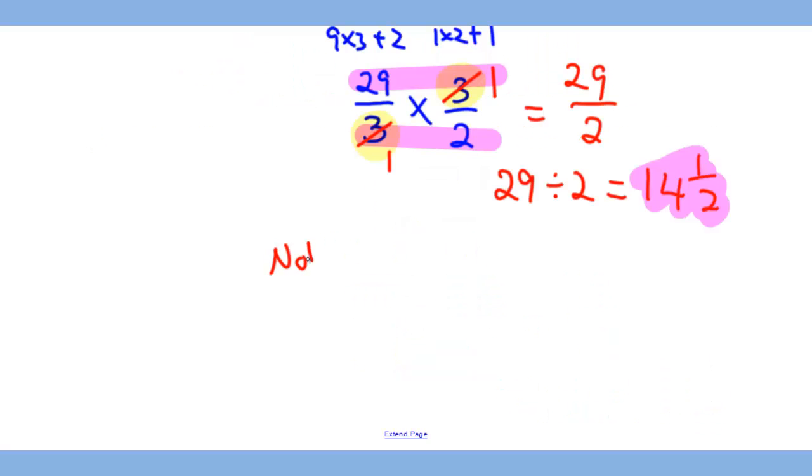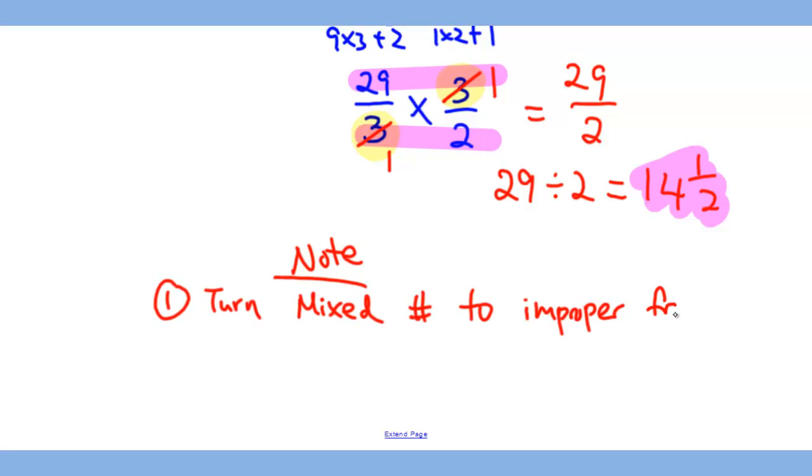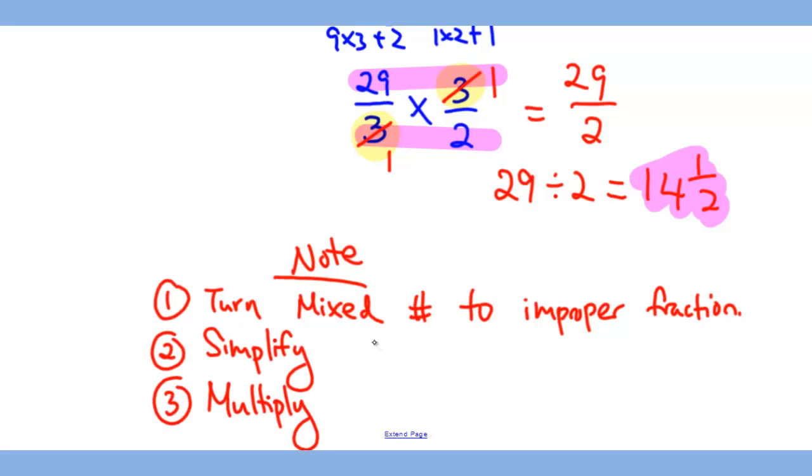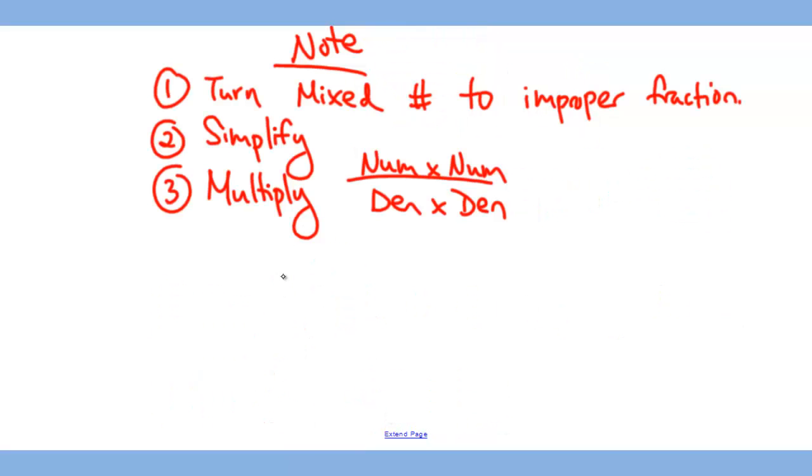Let's wrap this lesson up and see what you need to do when you see mixed numbers again. The tip to multiply mixed numbers together is to turn the mixed number into an improper fraction and simplify and then multiply, multiplying the numerator with the numerator and denominator with the denominator. You will simplify again if necessary.